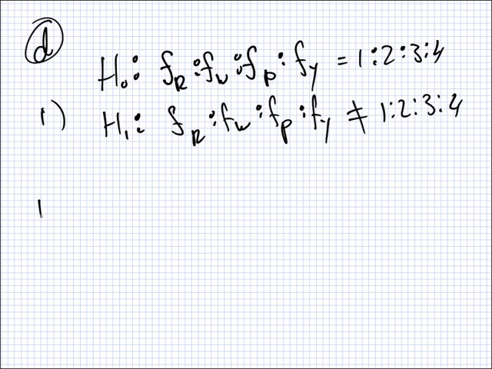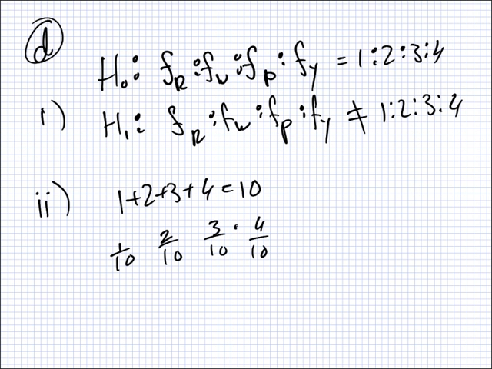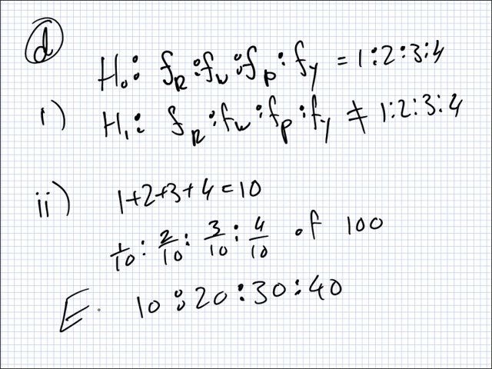Work out the expected values of each. So what you do is you do 1 plus 2 plus 3 plus 4, which is 10. And then you have a sack of 100. So the first one is 1/10 of the 100, then 2/10, then 3/10, and then 4/10 of the 100. So 1/10 of 100 is obviously 10. So they chose the numbers nicely so that you expect to get 10, 20, 30, and 40.